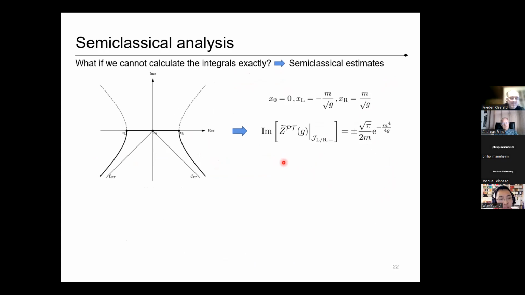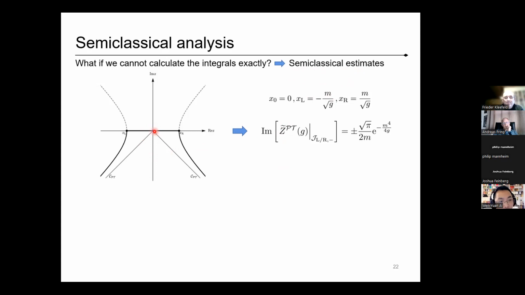Now, for zero-dimensional toy integrals, we can obtain exact results. But for the one-dimensional quantum mechanics problem, I mean, for the real path integral, we cannot obtain exact results. So in this case, we have to search for an alternative method to partially examine the relation. And the method we are going to use is the semi-classical estimate.